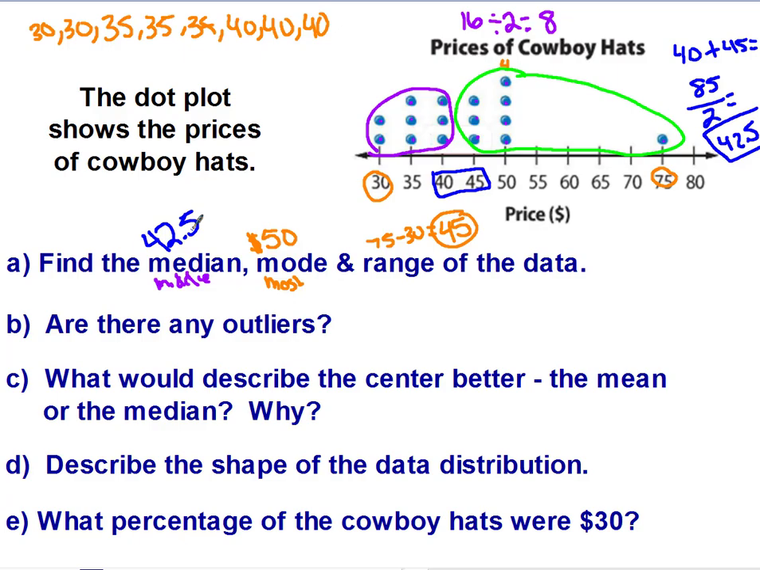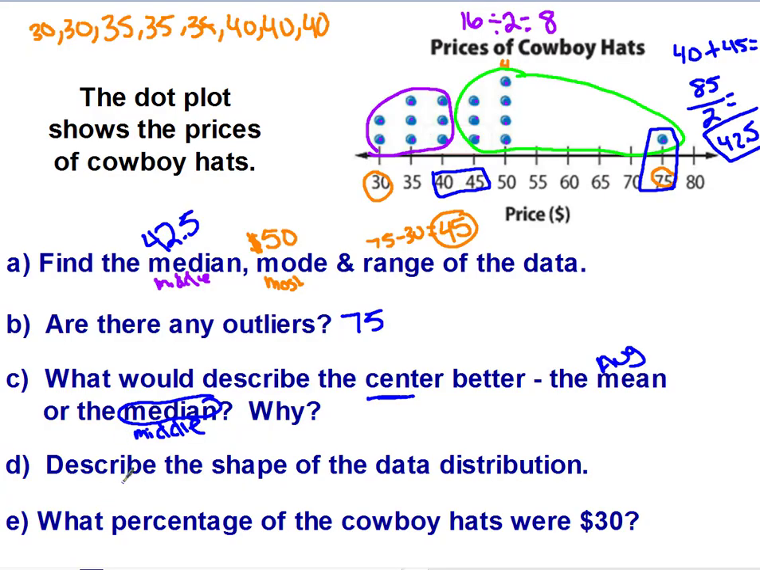Okay. B, are there any outliers? Well, yes, there's outliers. It would be this one, 75. It's very far away from the big cluster that we have over here. So yes, my outlier is 75. What would describe the center better? Center, the mean or the median? Well, think about it. Mean means average, and the median would be the middle. So median would be the best to describe the center of the graph.